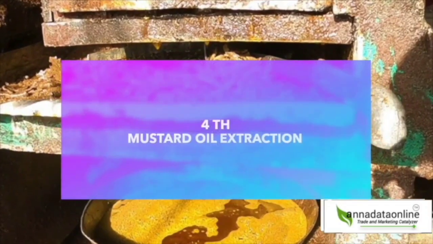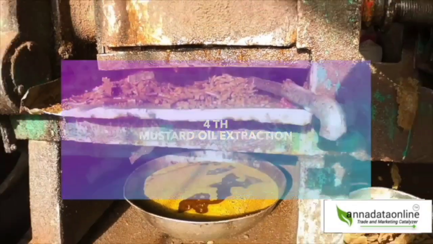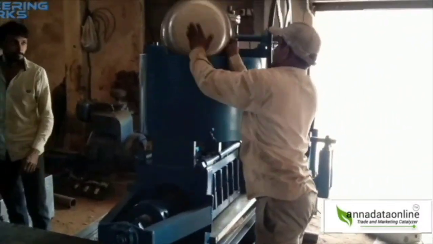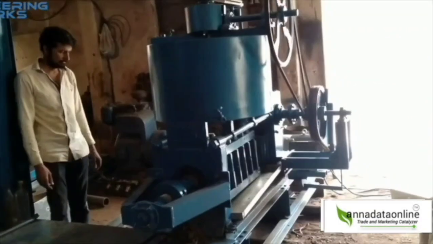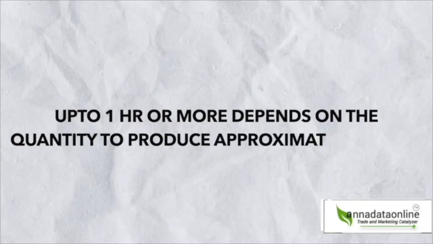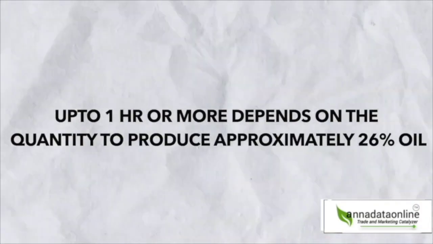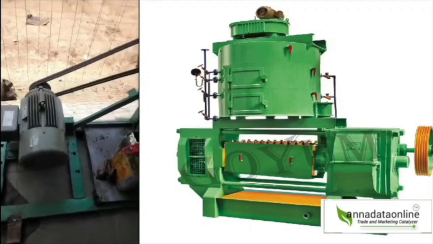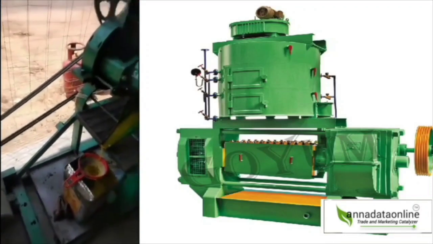The fourth process is mustard oil extraction. Well-prepared mustard seeds are immediately fed into the mustard oil press machine, where the seeds are crushed and pressed for up to 1 hour or more depending on the quantity to produce approximately 26% oil. The crushing and pressing is continued further to extract all the oil from the seed cake.